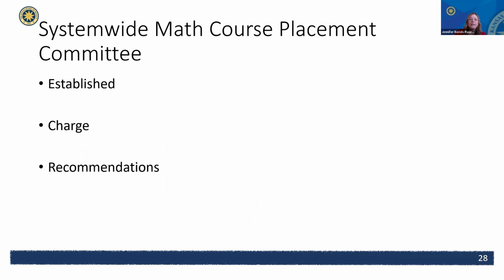With this in mind, a system-wide math course placement committee was first convened in February 2024. President Flanders attended the initial meeting and charged the committee with developing recommendations for system-wide multiple placement measures for 3 Gateway courses. The 3 we've discussed before: college algebra, elementary statistics, and contemporary math. The committee met on 7 occasions from February through July to reach consensus on the proposed recommendations.